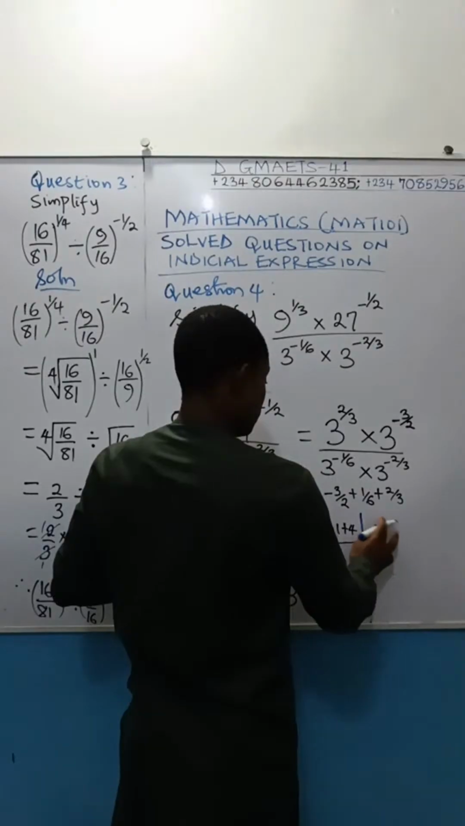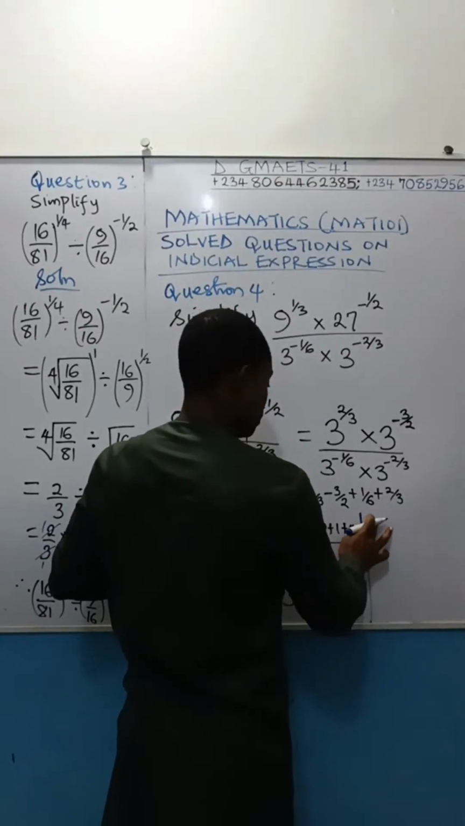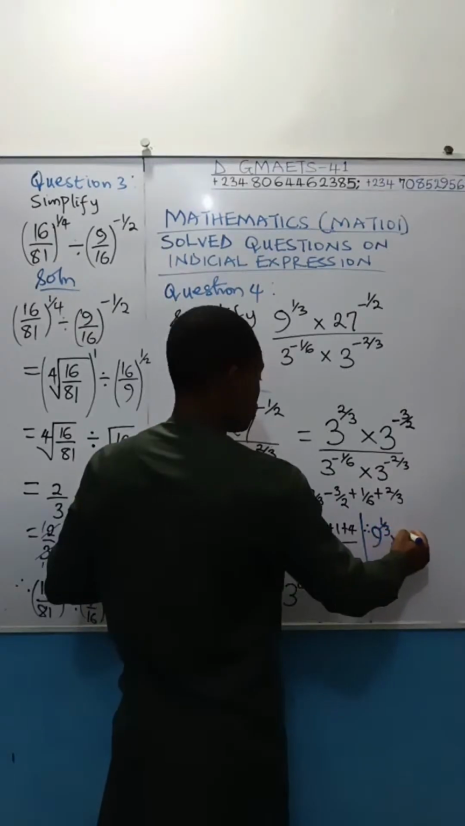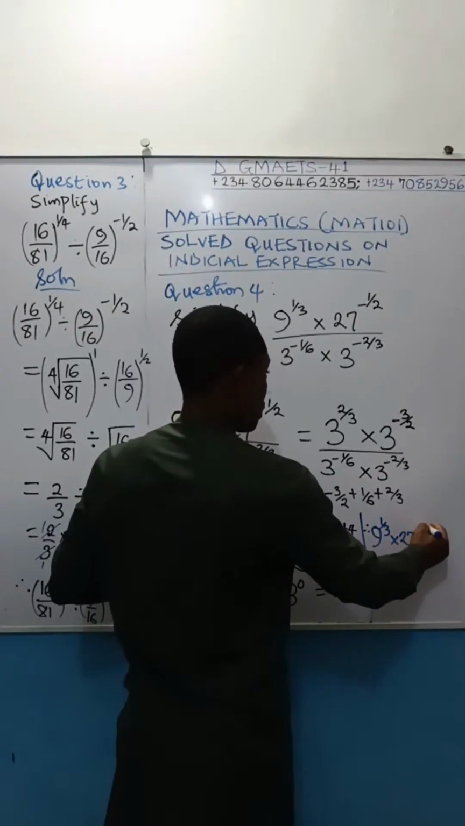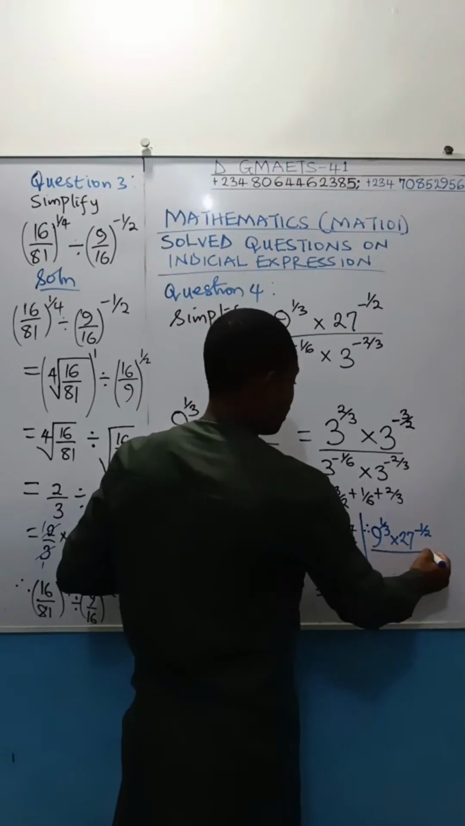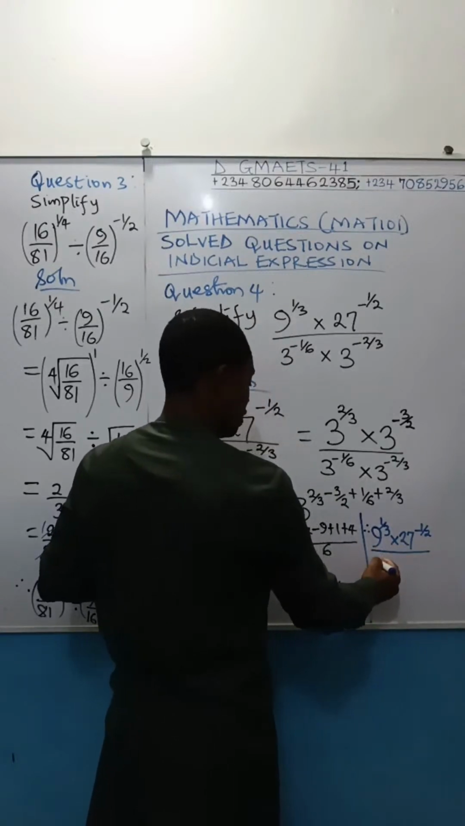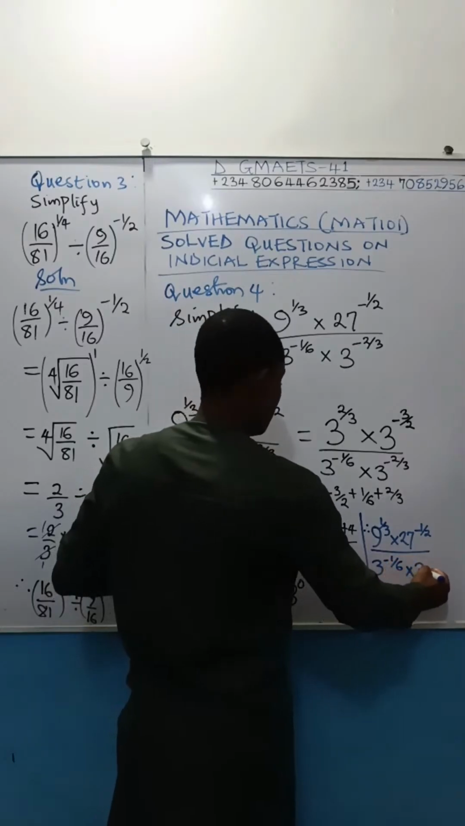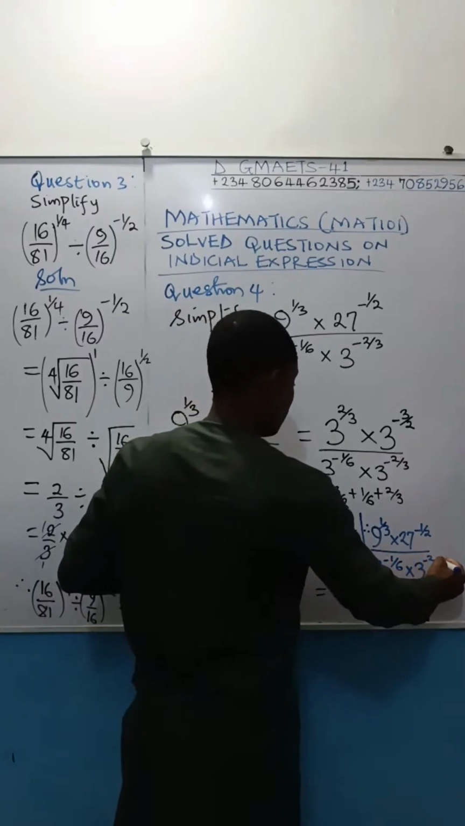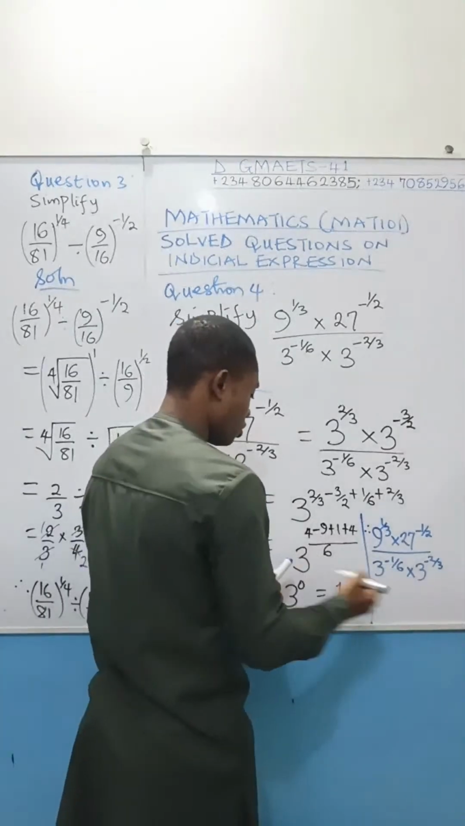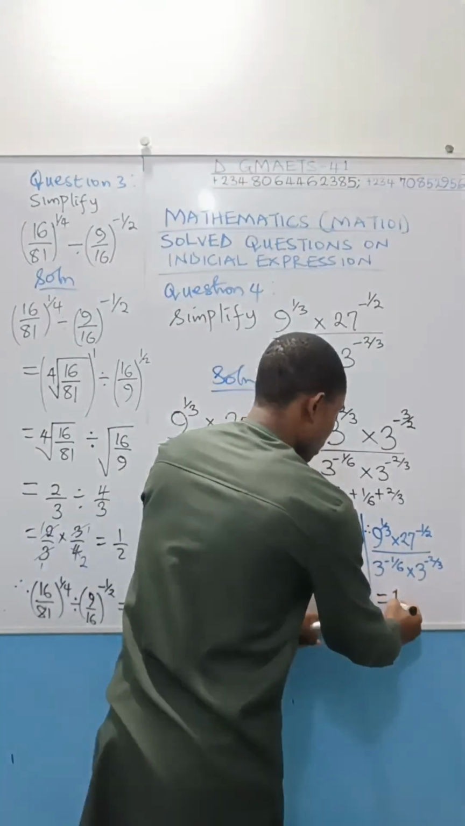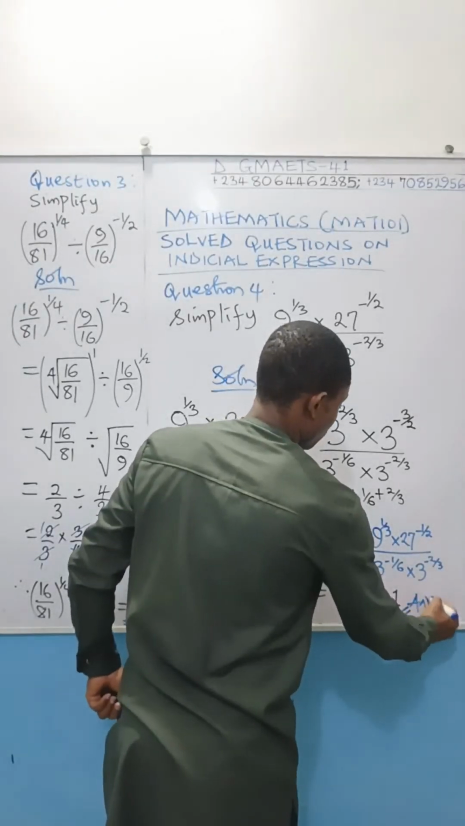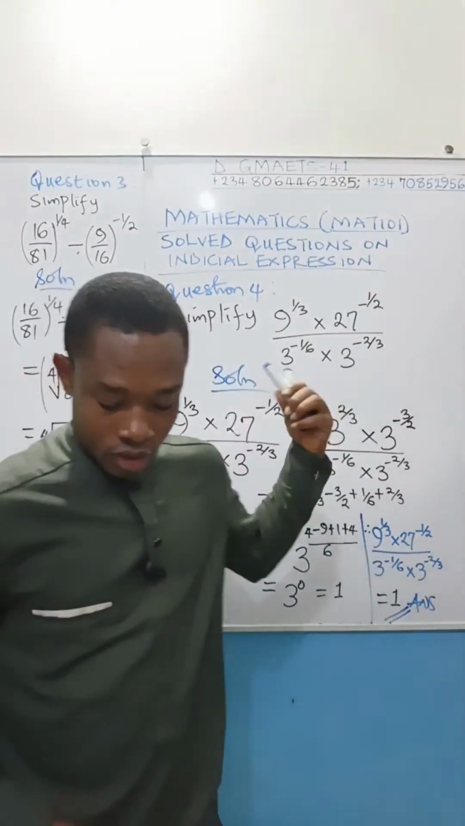Therefore, 9 to the power of 1 over 3 times 27 to the power of minus 1 over 2, divided by 3 to the power of minus 1 over 6 times 3 to the power of minus 2 over 3. Your result is going to be equal to 1. Equal to 1, answer. Good. So that is that for that question.